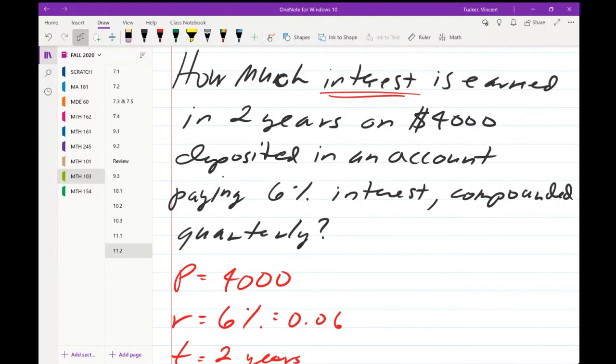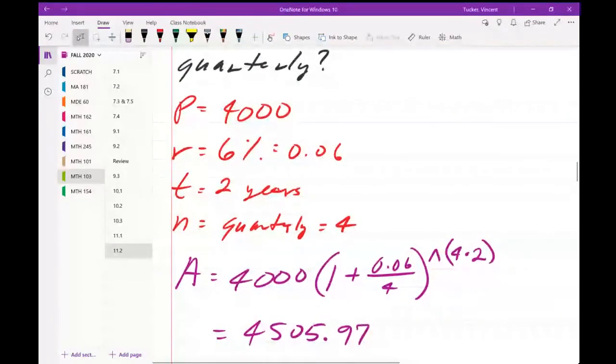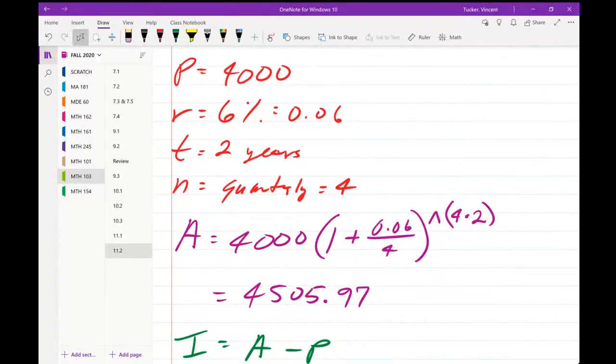All right, so first of all, we want to know how much is in the account after 2 years. So we go ahead and put our given information together. P is 4,000, R is 6%, T is 2, N is quarterly, which is 4. Plug it into the formula. 4,000 times (1 plus 0.06 divided by 4) raised to the 4 times 2. That will give you $4,505.97.